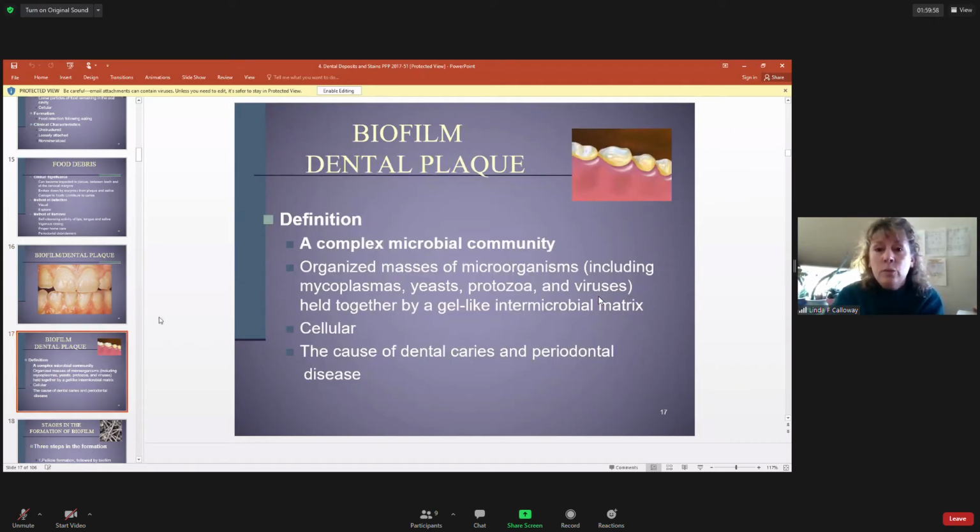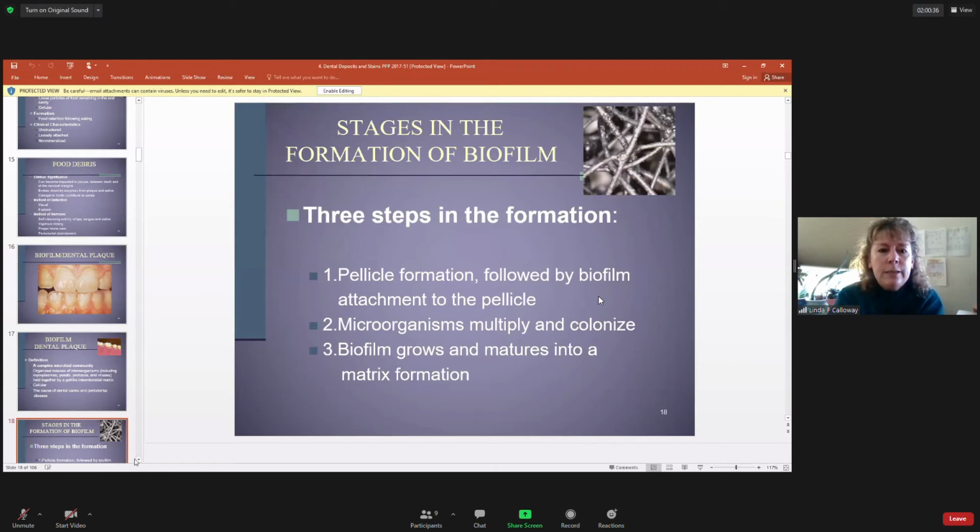What is dental biofilm or plaque? It's a complex microbial community, organized masses of microorganisms, including mycoplasms, yeast, protozoa, and viruses, held together by a gel-like intermicrobial matrix. It is cellular. In other words, there's bacteria growing in it. It's the cause of dental caries and periodontal disease. So plaque is our, we should be the experts on plaque. So expect to know what plaque or biofilm is.